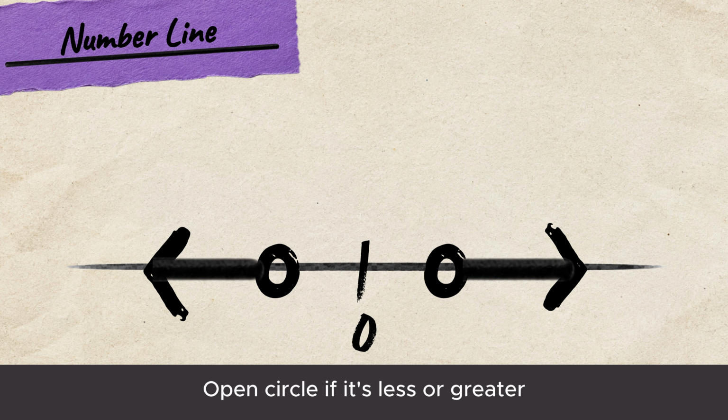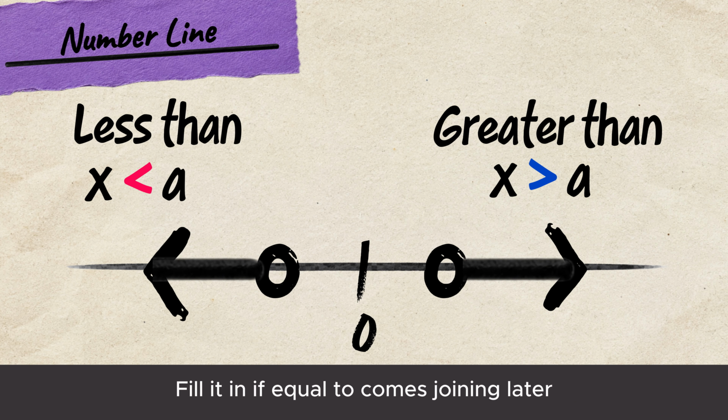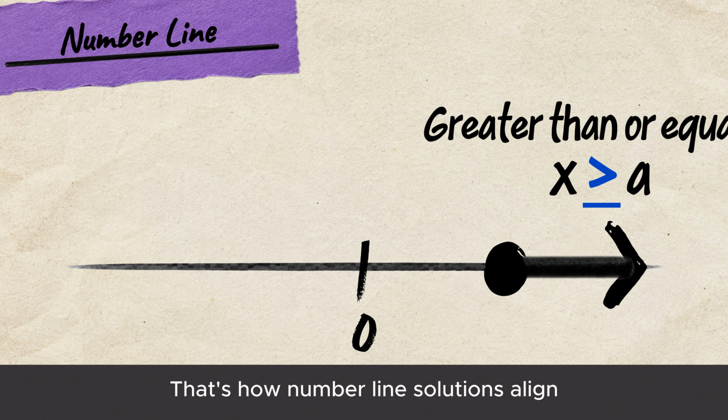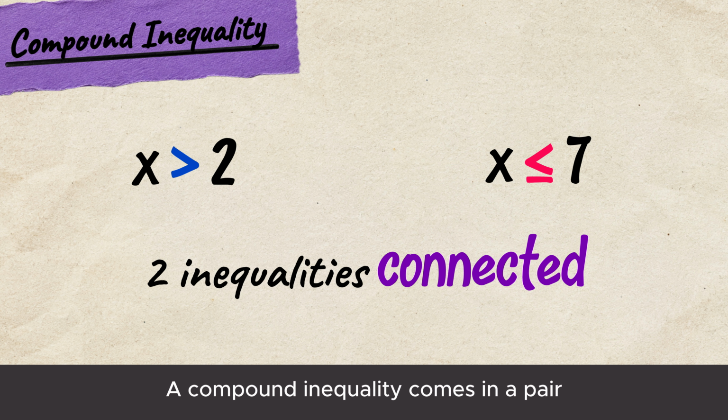Open circle if it's less or greater. Fill it in if equal to comes joining later. Draw your ray and shade the line. That's how number line solutions align.